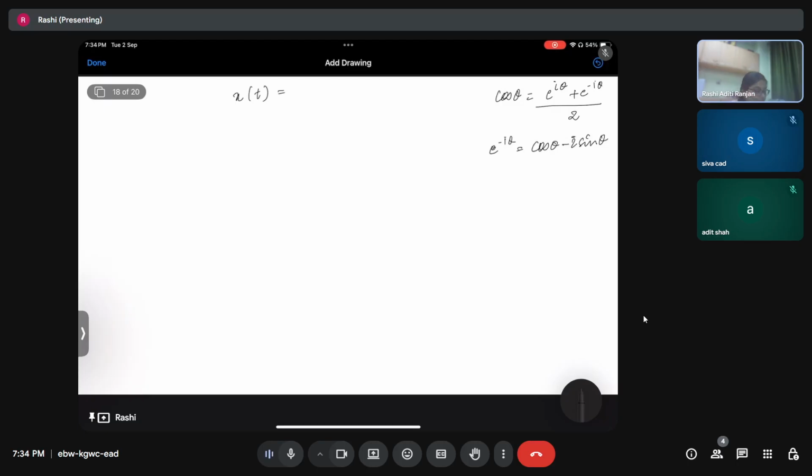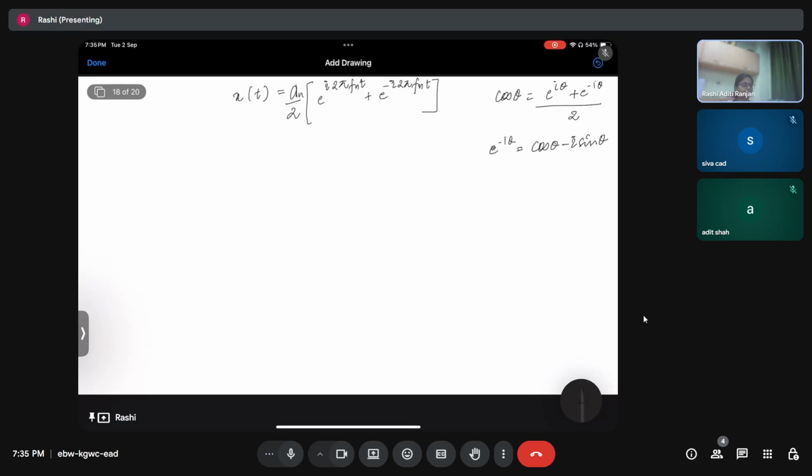So we can now write x of t as 1 by 2 into e to the power i 2 pi fn t plus e to the power minus i 2 pi fn t. Clear? And this should have an an.